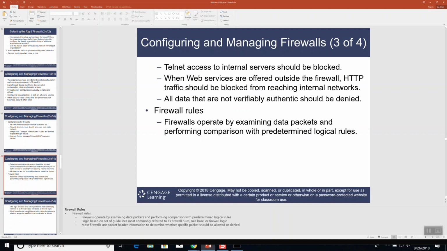All data that are not verifiably authentic should be denied. If you can't verify that it's from a good source, you should send it back. Say, hey, you're denied. Firewall rules. Firewalls operate by examining data packets and performing comparison with predetermined logic rules. Because when you've got data coming in, all you have is these little streams of data, isn't it? And you could examine the actual data itself, but what is examined?